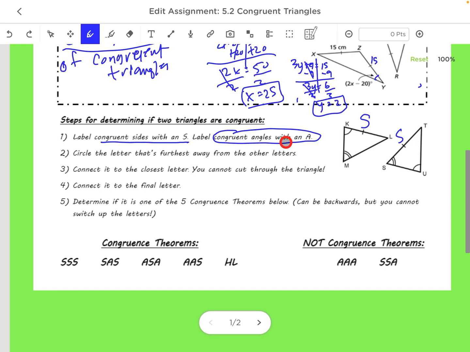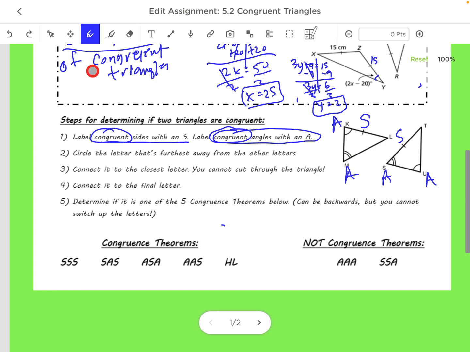Then congruent angles with an A. So this one is congruent with this one right here, so we're going to say that's A and A. And then this angle has two arcs, and this has two arcs, so those are also congruent. Okay, so I did my first step. I labeled the congruent angles with an A, and there's the key: the congruent ones, the congruent angles and congruent sides.